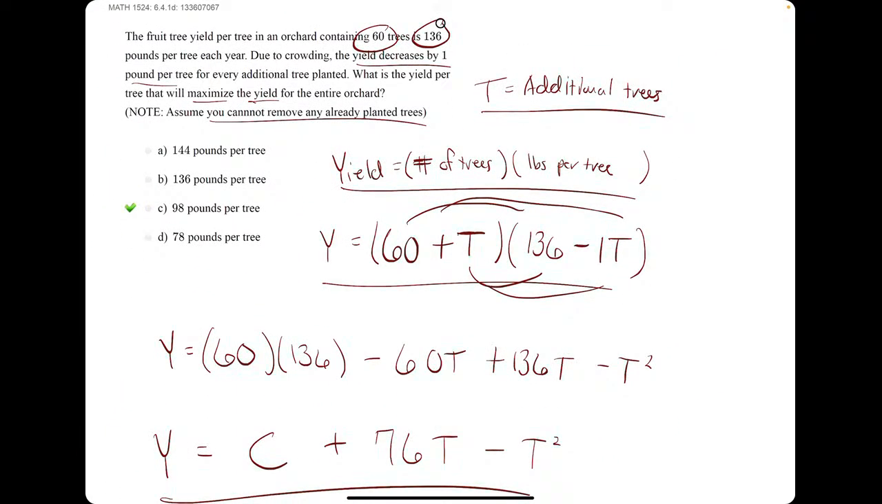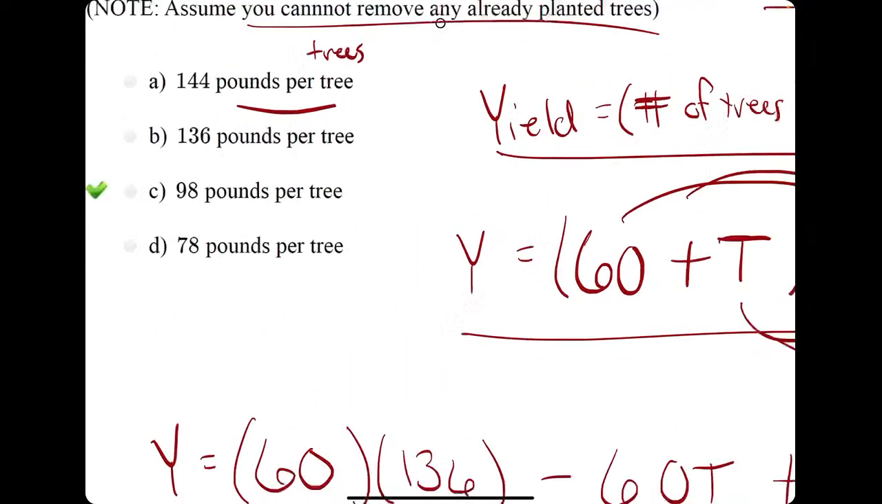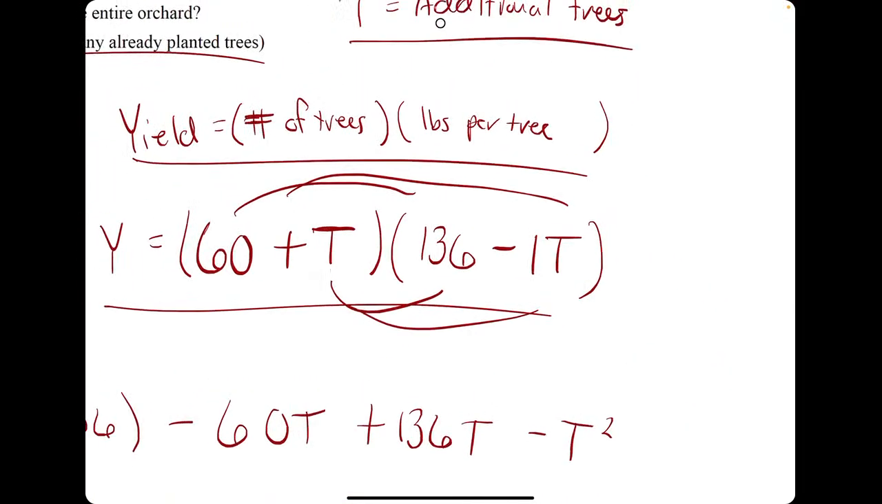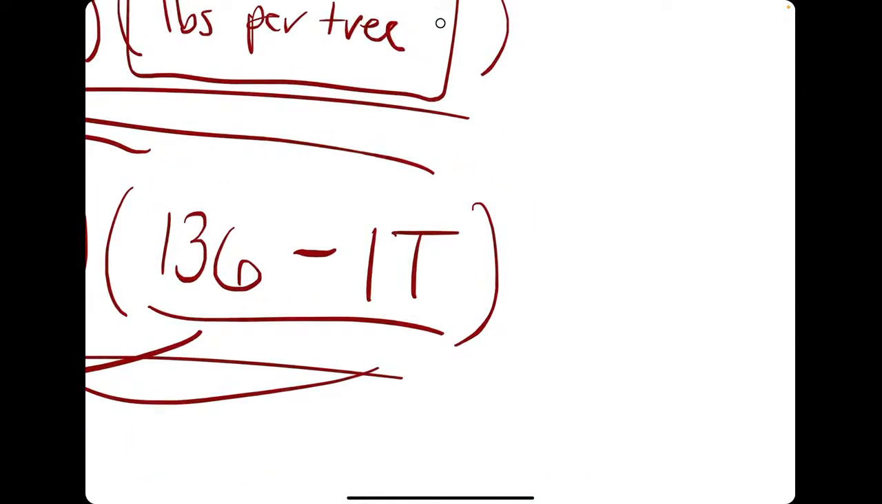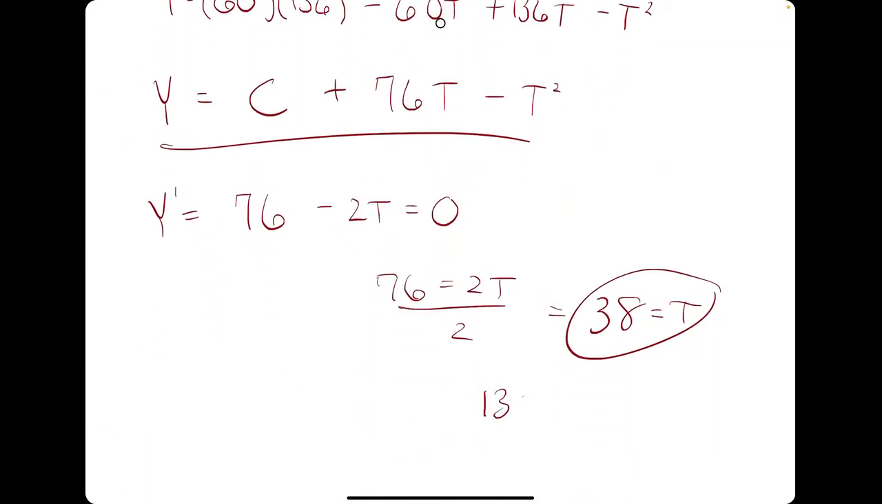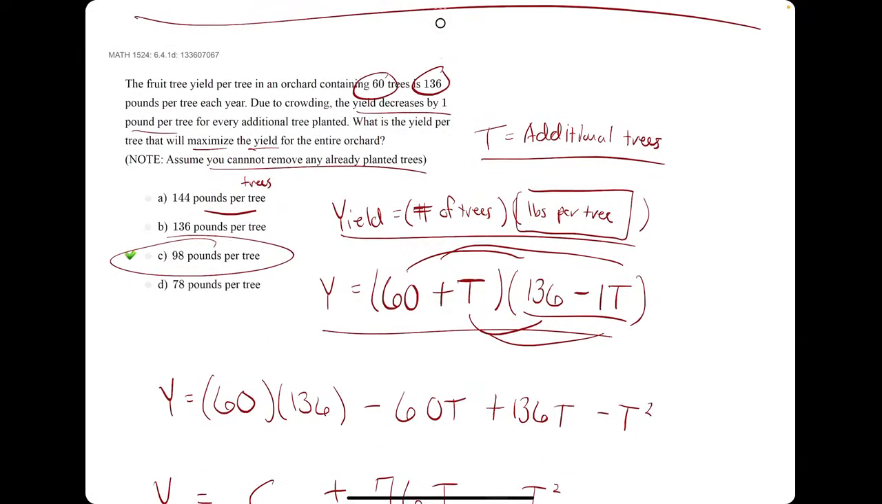So then how we use this is we look at what they're asking for. Sometimes it says trees. Other times it'll say pounds per tree. Pounds per tree tells us that we want to take this t value and plug it back in to the pounds per tree representation, which is 136 minus 1t. So in other words, 136 minus 1 times t. So 136 minus 38, that'll put us just behind 100 at, I think, 98 pounds per tree.